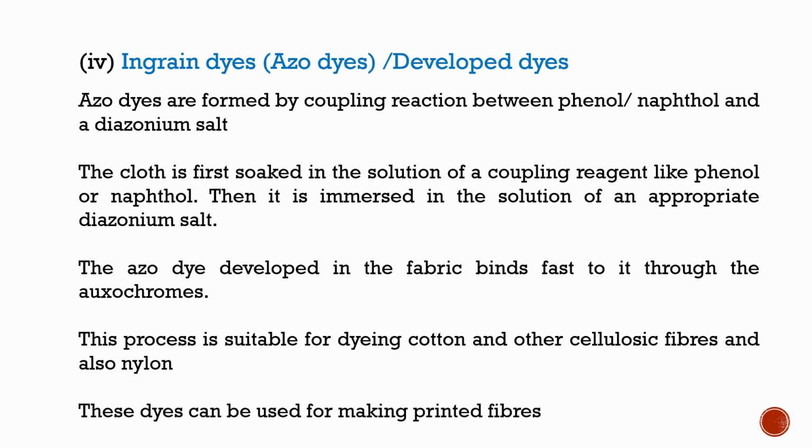Azo dyes are formed by a coupling reaction between phenol or naphthol and a diazonium salt. This is phenol with an OH group, and the diazonium salt is benzene with N2+ and X-. X can be chlorine, bromine or iodine. If it is chlorine, it is called benzene diazonium chloride. Now the reaction between the two leads to the formation of an azo dye.